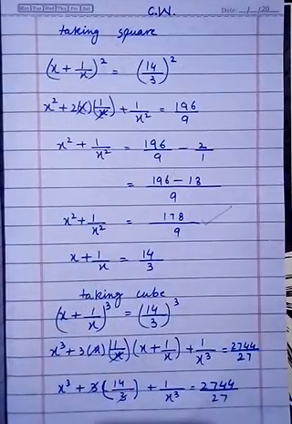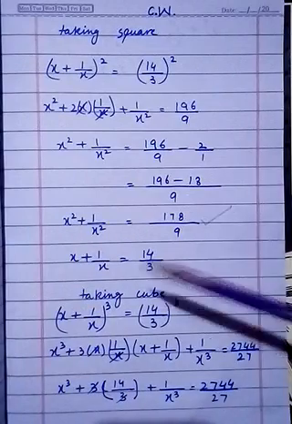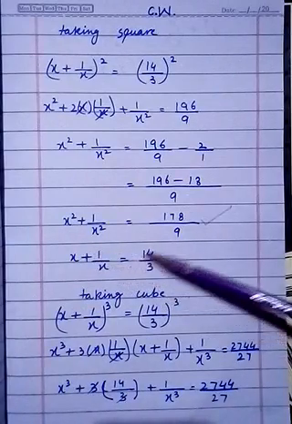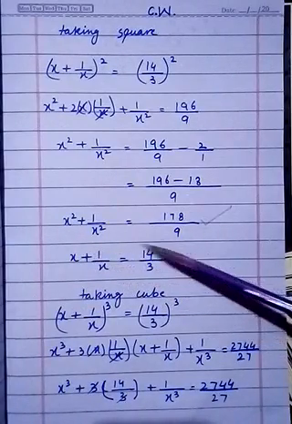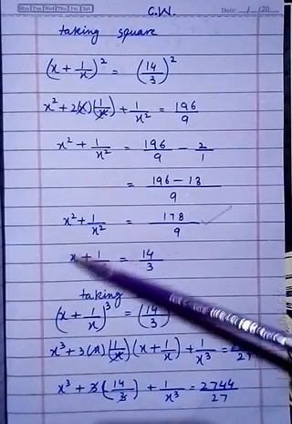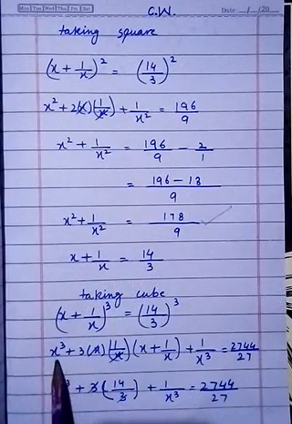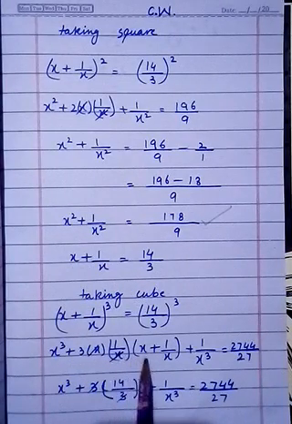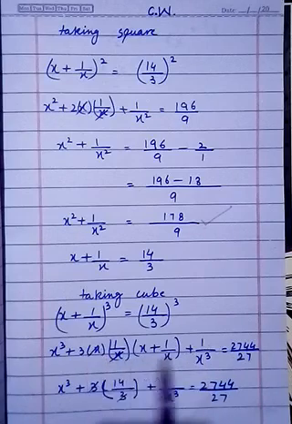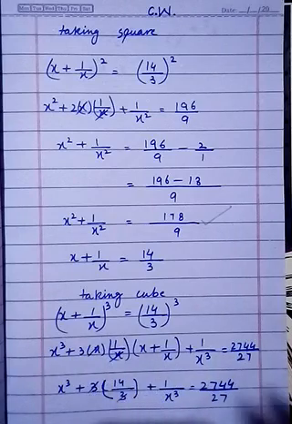Now you have to find the cube. So you have to take the cube of x plus 1 by x equals 14 by 3. This is the basic equation. Now you have to take the cube on both sides. Now applying the cube formula, a cube plus 3ab into a plus b whole cube. Now x cancels with x. So put the value of x plus 1 by x, 14 by 3. 3 cancels with 3. Now 14 shifts to the other side.